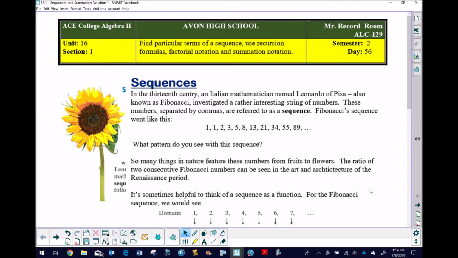We're with my sixth period class, beginning our new unit 16, covering sequences and summation notation.